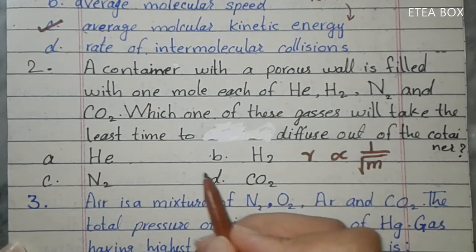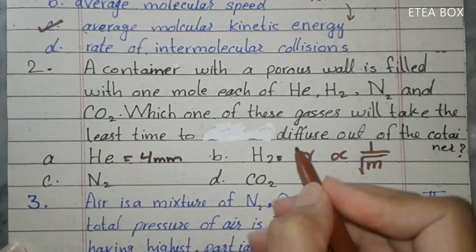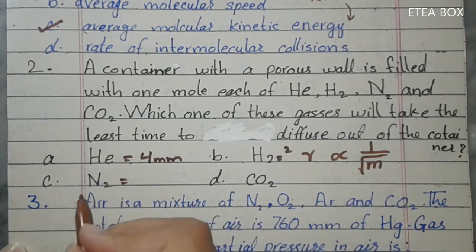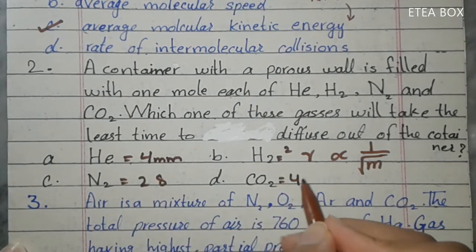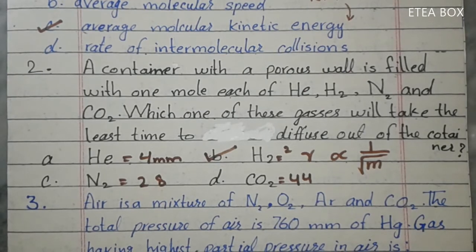We know that helium has a molecular mass of 4, hydrogen is 2, N2 is 28 and carbon dioxide is 44. So H2 will take the least time to diffuse out of the container.